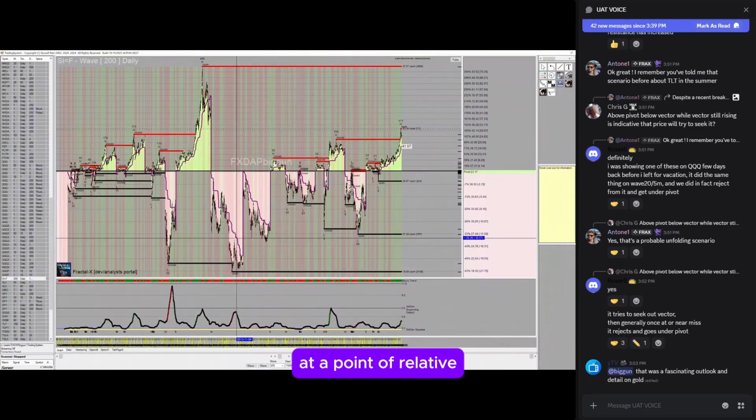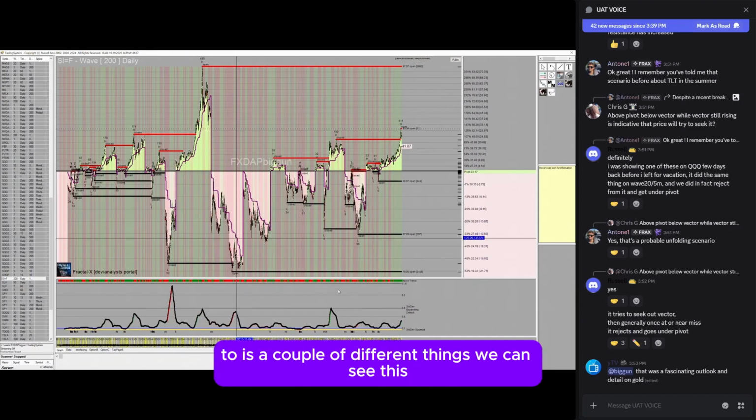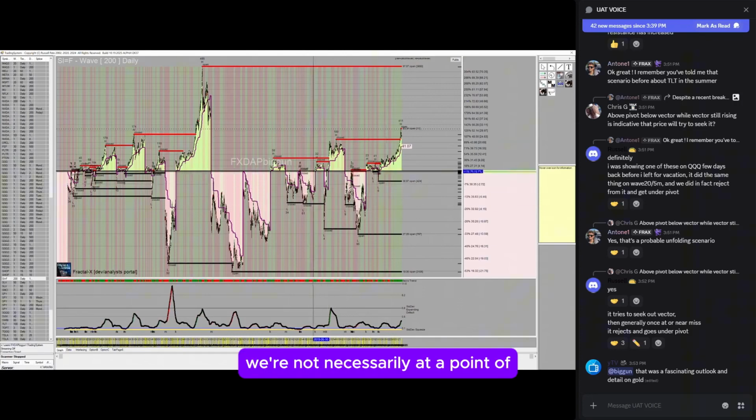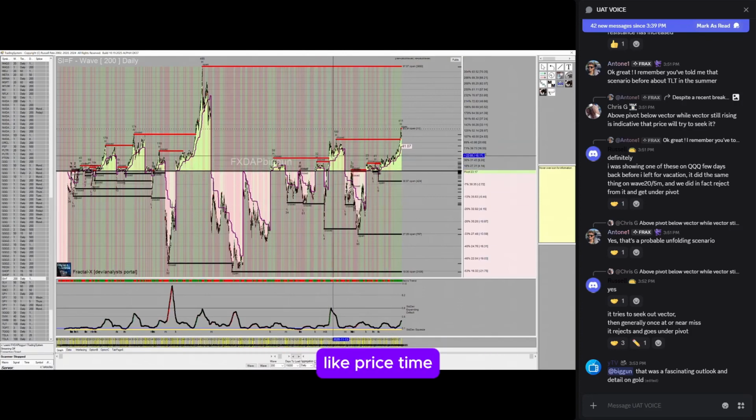We are at a point of relative expansion in our standard deviation. We're at a potential crest here, right? Looking to the left, what this leads to is a couple of different things. We can see this example: this crest could just be a flat line before we get another leg up. It's unknown, it's potential. I think we're at a potential point of similarity, meaning that, looking to the left, we're not at a point of massive over price-time speed. We're not at an outlier point.